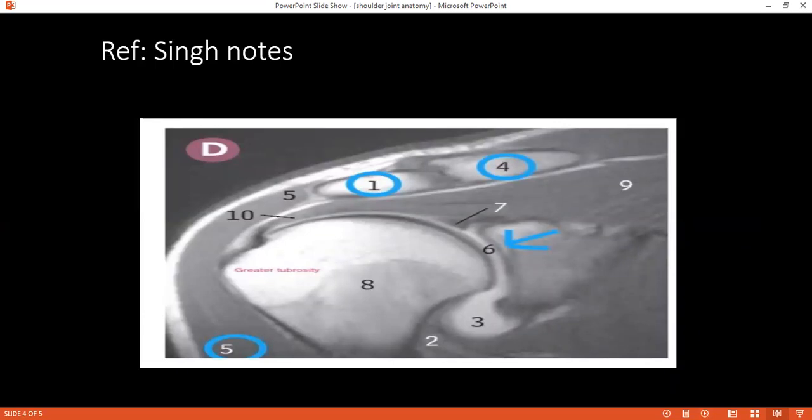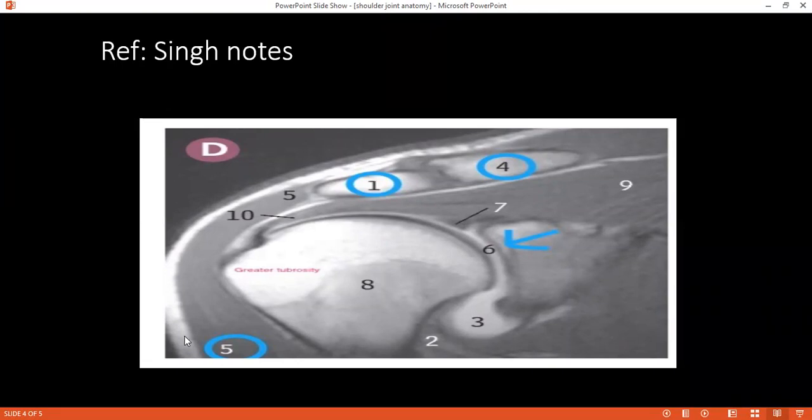Can you please tell me what kind of image you are looking at? It is an MR arthrogram of the shoulder joint. Which side, please? Right side. All right, can you please help me identify the structures labeled, circled in blue, and marked with one arrow? What is one, please? Number one is the acromion process.